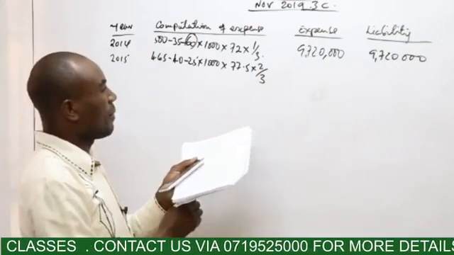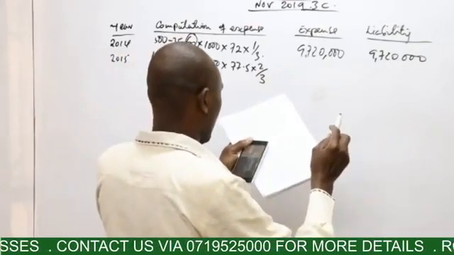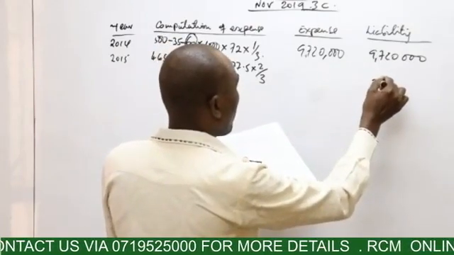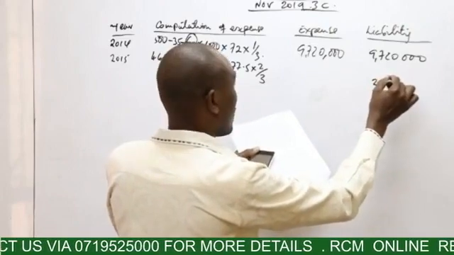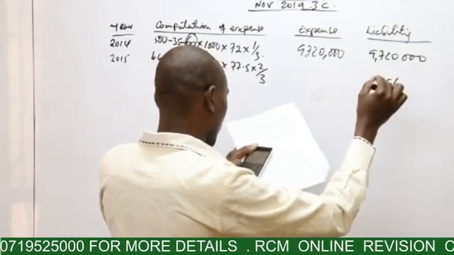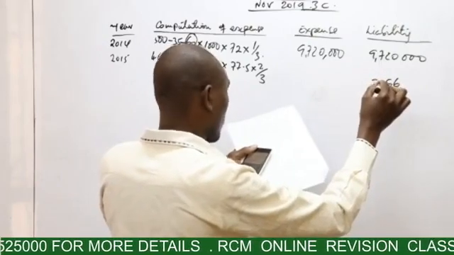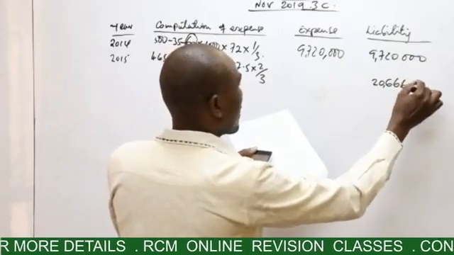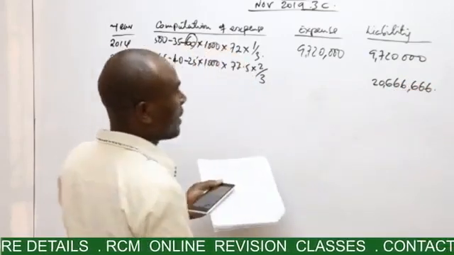I'm getting something like 2666. I don't know if I'm wrong. You can correct me if I'm wrong. 6666. That is what I'm getting.